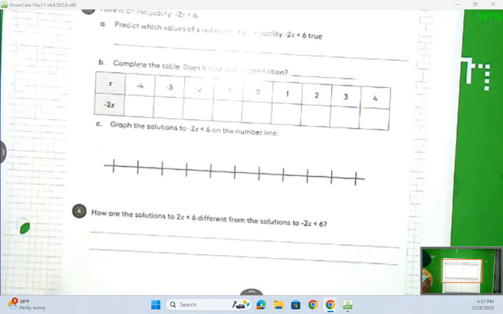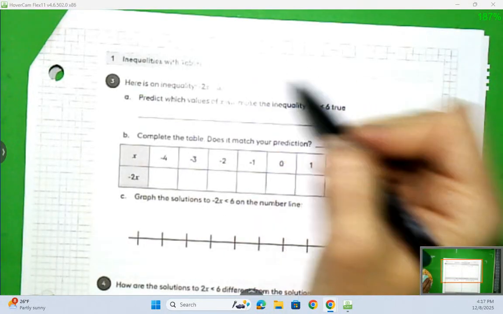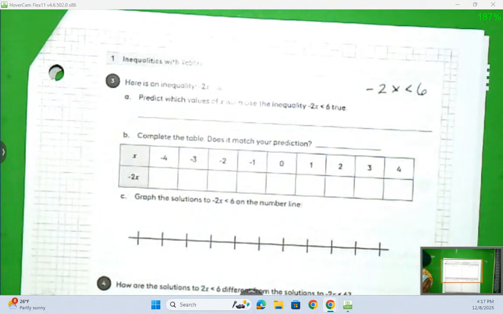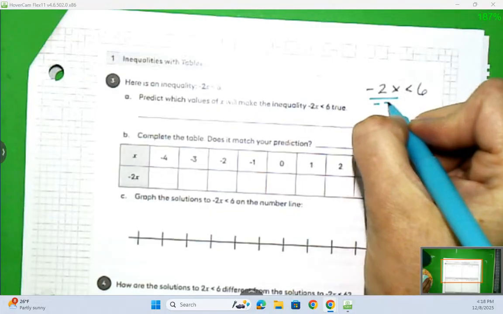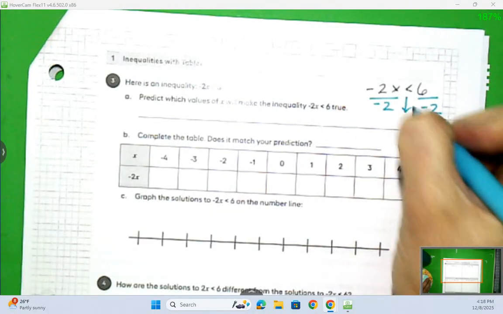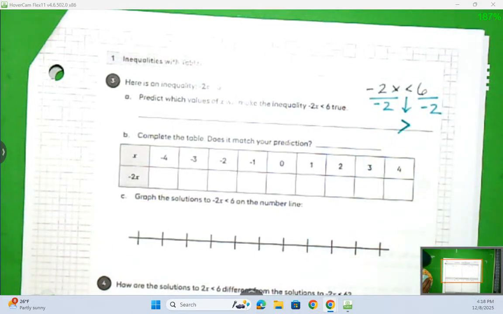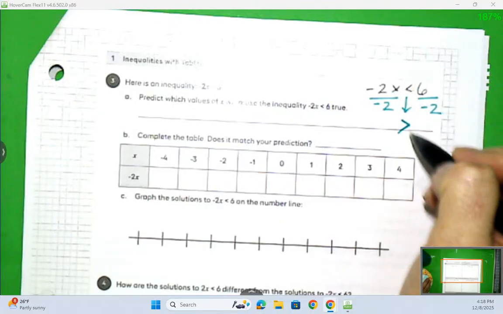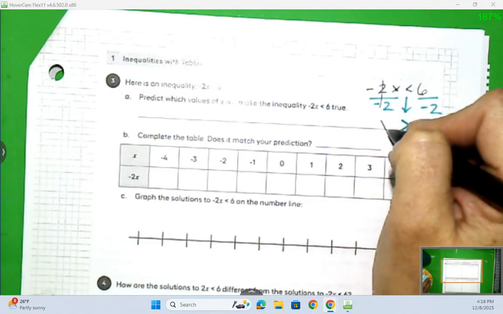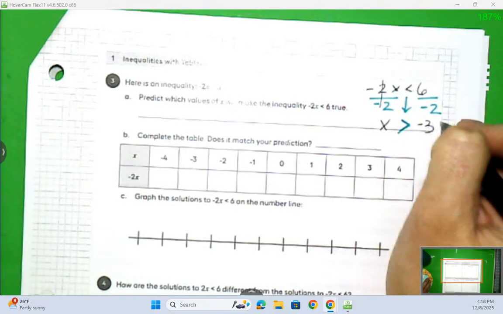Now we have, here's an inequality. -2x is less than 6. So in order to solve this one, -2x is less than 6. We're going to have to divide both sides by a -2. And what we have to recall here is that when we divide by a negative, our inequality symbol is going to switch direction, because multiplying and dividing by a negative means opposite. And the opposite of a less than would be greater than. So -2 divided by -2 is 1. 1 times x is x. x is greater than 6 divided by -2, which is -3.